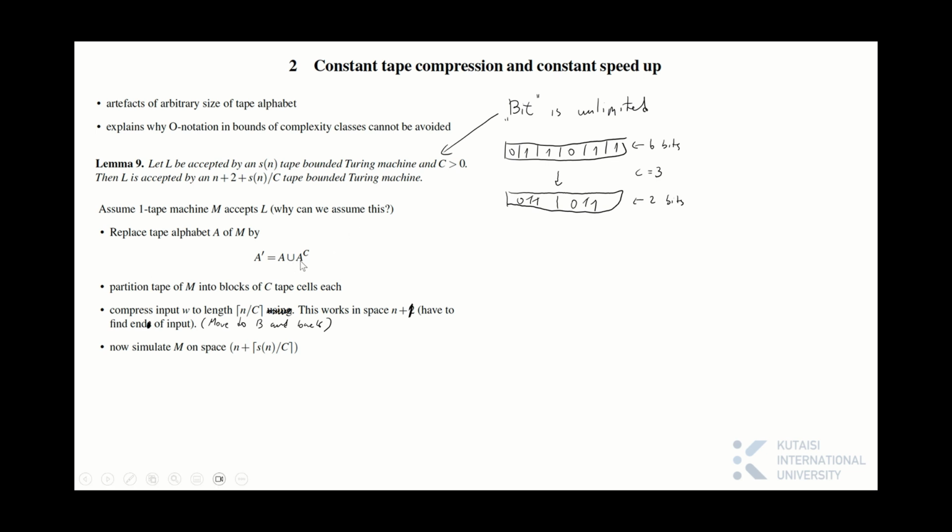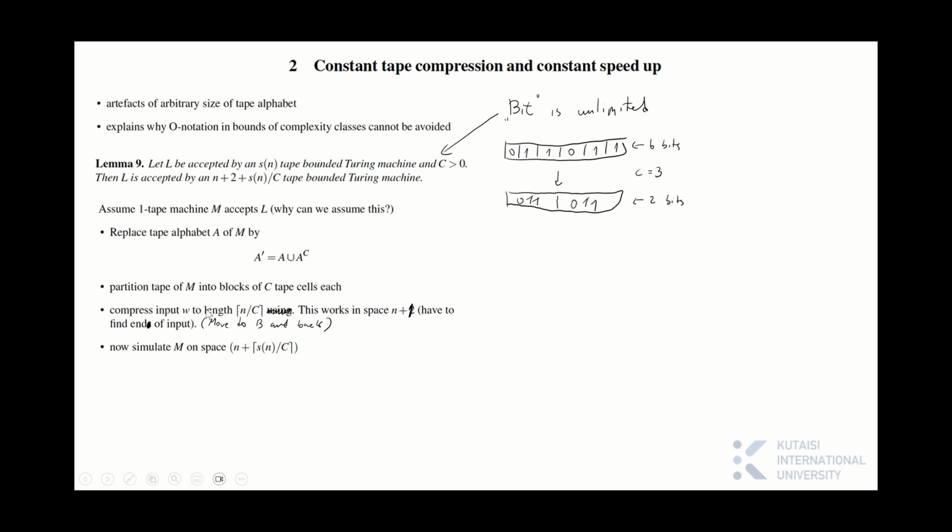What I will do is take 14-tuples of my alphabet. So if it was 0 and 1, I will have 14-tuples of zeros and ones, so 0, 0, 0, 0, 0, 14 times, and so on. My new alphabet still contains the old alphabet, so I can still write just one symbol, but I can also write C-tuples now. And how I do this is I partition tape M into blocks of C tape cells each, like I did here: I had 6 bits, now I have 3 and 3, so C is 3 in this case.